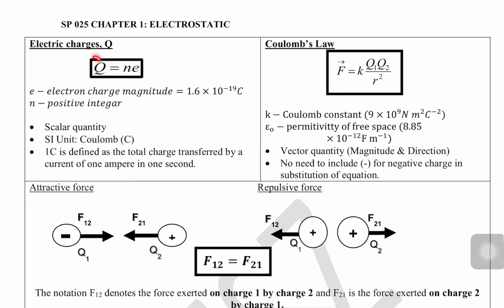So Q will be charge. N will be number of electron. E will be electron charge magnitude. So here we don't need to put the negative, because we just want to know how many electrons there are. So it's a scalar quantity. The unit for charge will be coulomb.